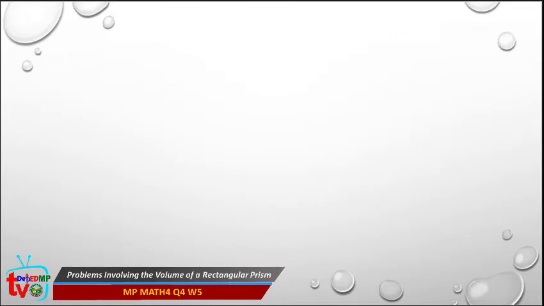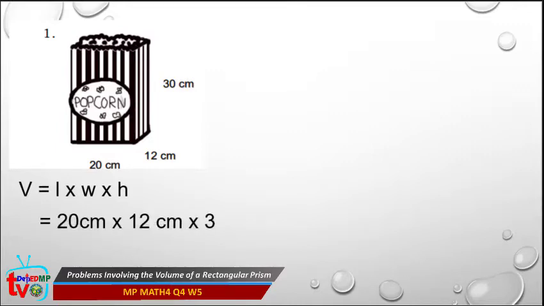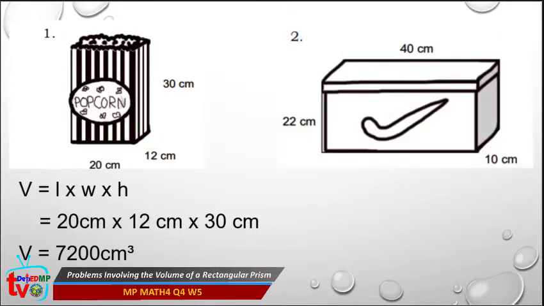If we are going to find the volume of the first object, it will be like this. Volume is equal to length times width times height, where length is equal to 20 centimeters, width is equal to 12 centimeters, and height is equal to 30 centimeters. We get the product, and that will be volume is equal to 7,200 cubic centimeters.